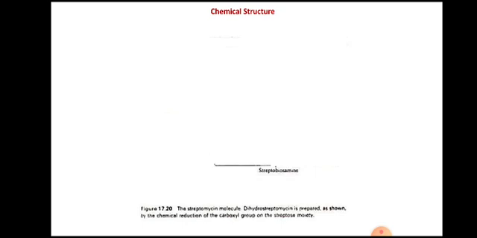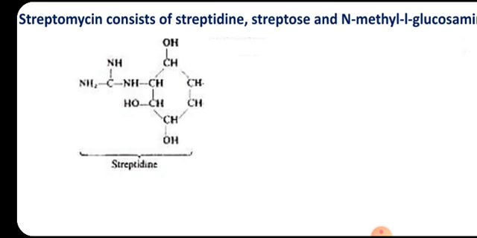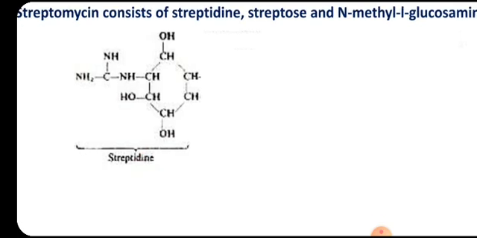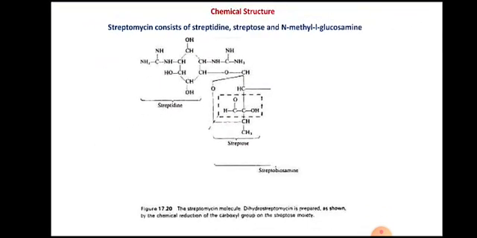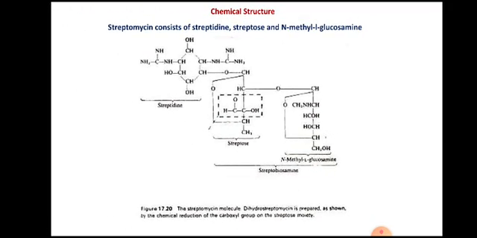Let us briefly see the structure of streptomycin just for the sake of understanding. We are not supposed to remember the structure of this. This is just for our understanding. Streptomycin consists of three subunits called streptidine, streptose, and N-methyl L-glucosamine. So structurally it is complex. This hydrocarbon ring makes the streptidine unit. This is streptose and N-methyl L-glucosamine. So these three units join together to form streptomycin.